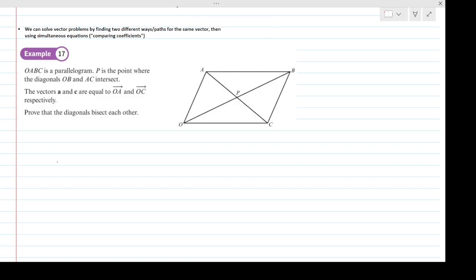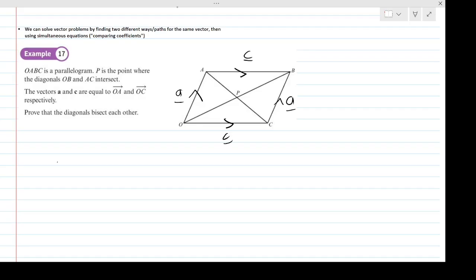We are told that OABC is a parallelogram, and P is the point where the diagonals OB and AC intersect. We're told that the vectors A and bold C are equal to OA and OC, so we can add that on. So OA is going to be there, and OC is going to be there. Because it's a parallelogram, the opposite sides will have the same vector, so the opposite sides are parallel. This means AB is going to be C, and CB is going to be A as well. We can add that on.